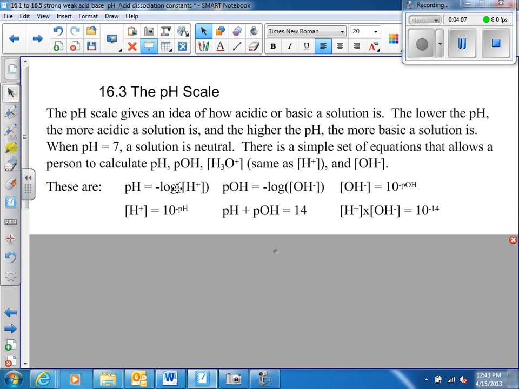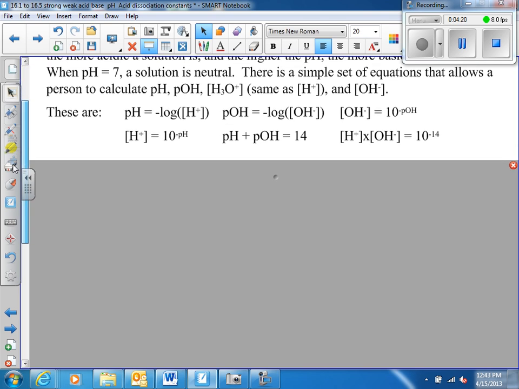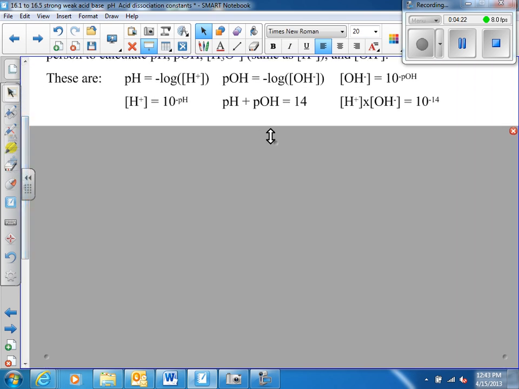We do not use the ln key, we use the log key on the calculator. There's a little 10 to the x on your calculator, and then the alternate function is the log function. So we use these 7 equations, and we'll do some problems here.